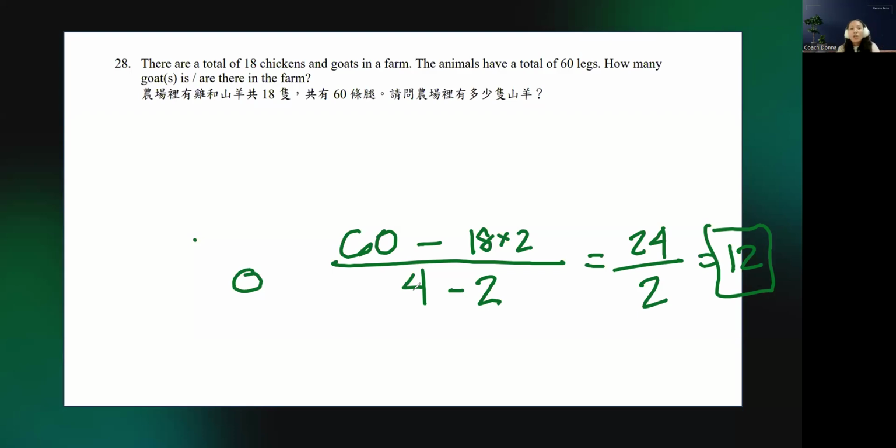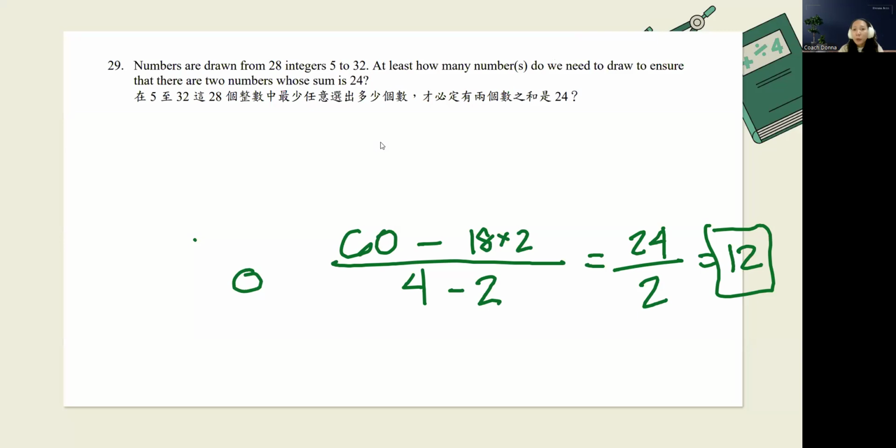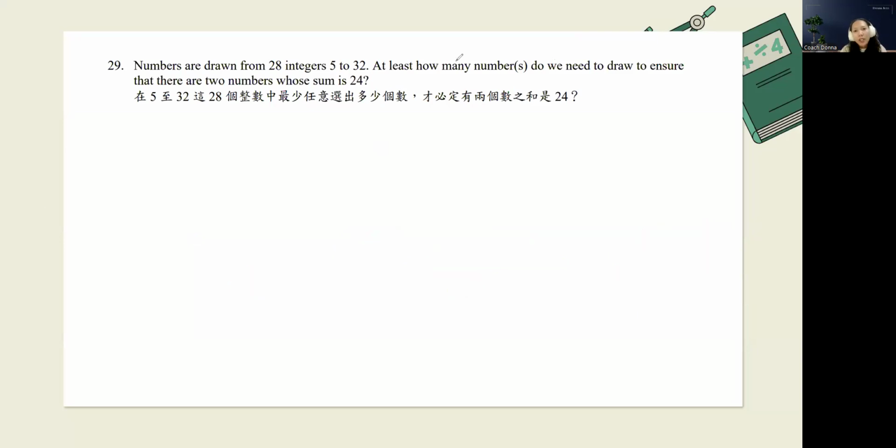Let us proceed to number 29. So for number 29, we have numbers drawn from 28 integers, 5 to 32. At least how many numbers do we need to draw to ensure that there are two numbers whose sum is 24?